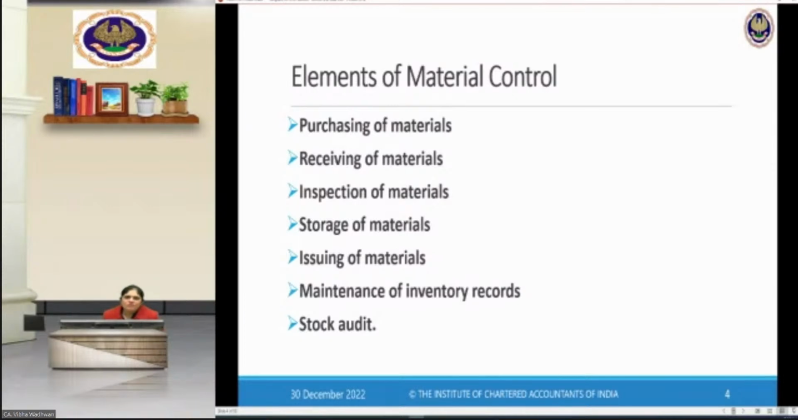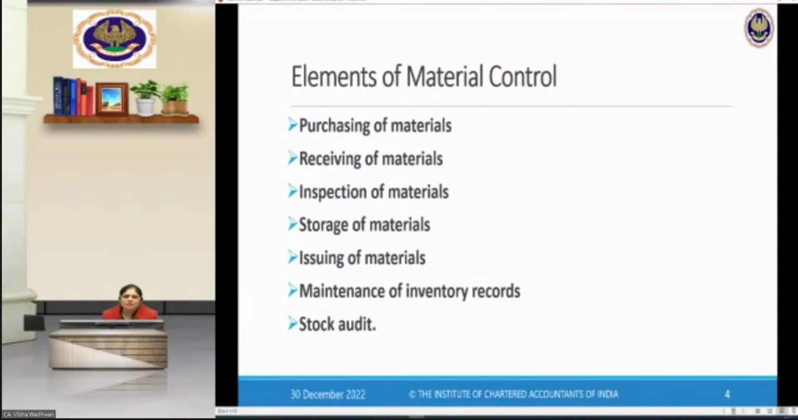The second phase is material storage. When we have received the material, how are we going to store it? There should be proper handling of materials in inventory, in storage, in stores also. And then the usage of material, how we are using the material in production. So basically material control has three phases: material procurement, material storage, and material usage.